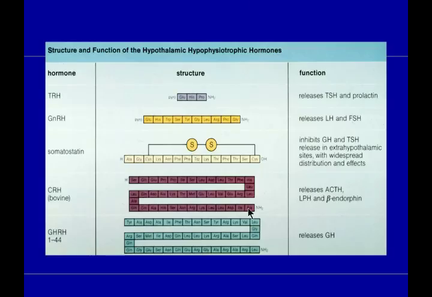This is the structure of these different hormones. I don't think you need to know this in any sense of the word, but notice that TRH is only 3 amino acids. GnRH is not very many. All these are small peptides. CRH and GHRH are a bit larger.